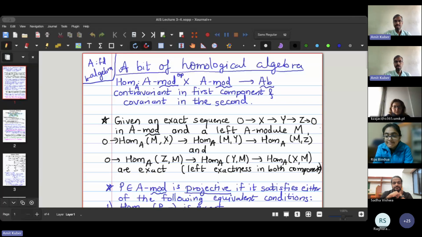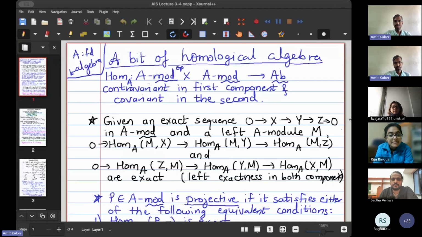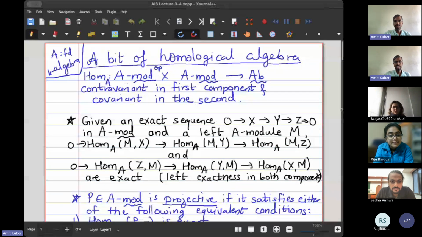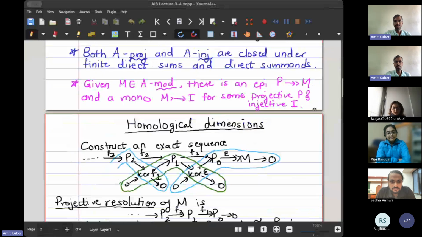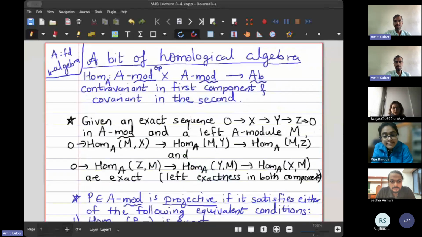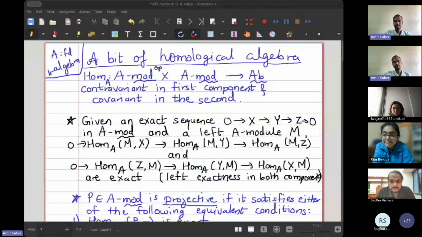Okay, so we are going to talk about a bit of homological algebra now. I'm trying to do this because I want to help people who do not have enough background in homological algebra. If you have any questions, please stop me, because at least a primary understanding of these concepts will give you a better idea of connecting the dots in the larger picture of Auslander-Reiten theory.